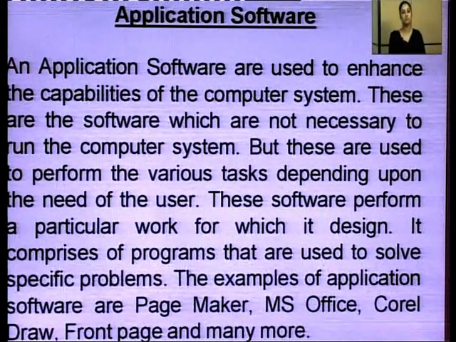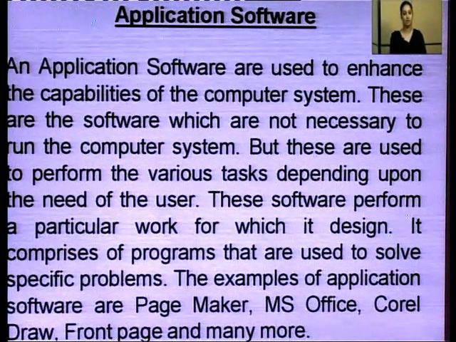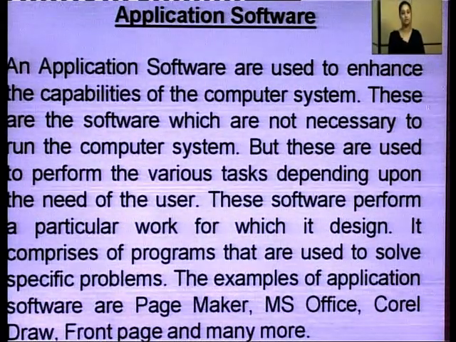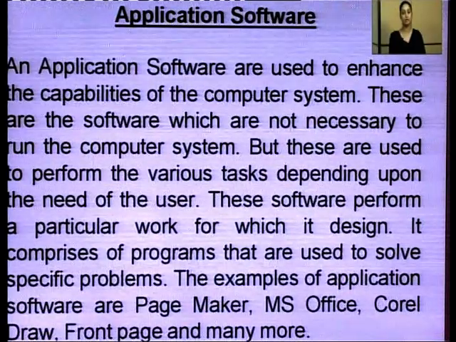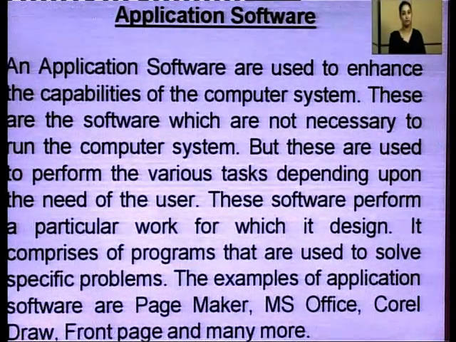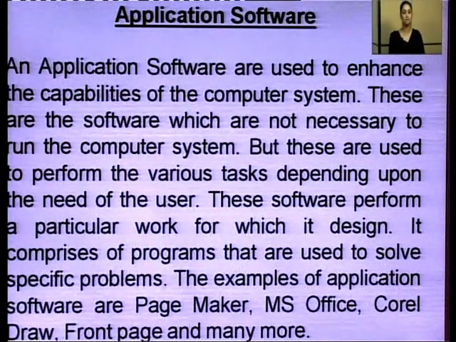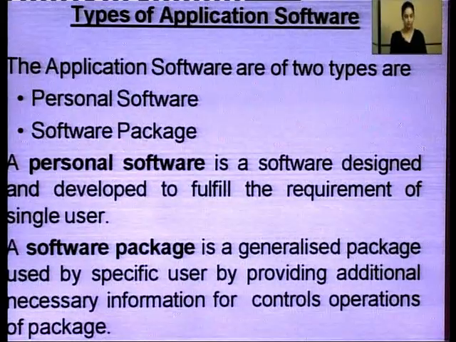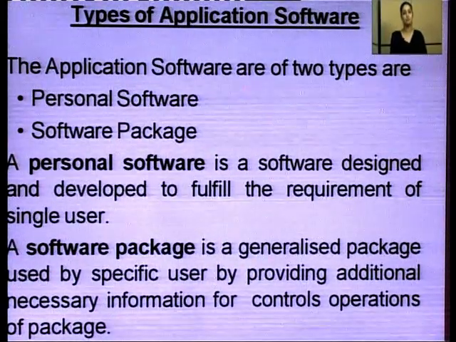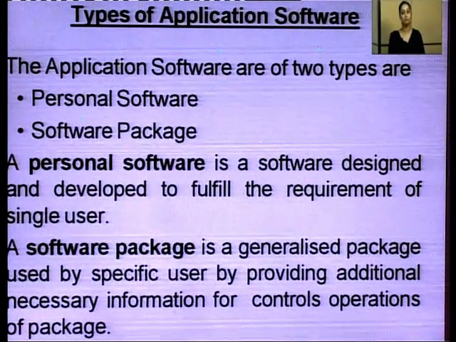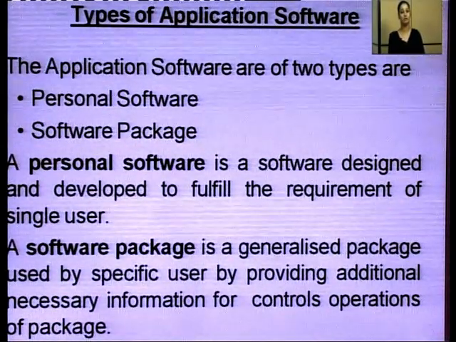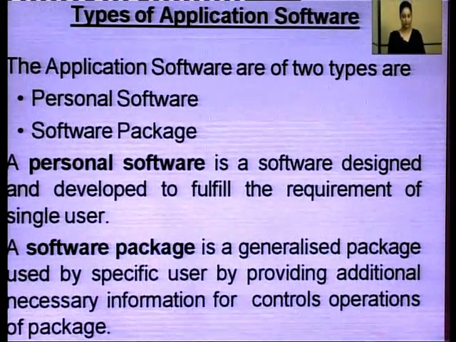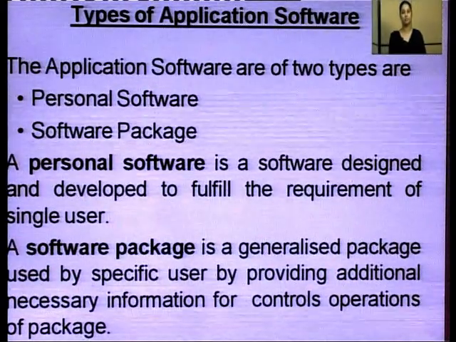The examples of application software are PageMaker, MS Office. MS Office means MS Word, MS PowerPoint, all those things. Corel Draw, Front Page, and many more application software like C language, VB language, Java language are all considered in this application software. Now the application software are of two types: personal software and the software package. The personal software is a software designed and developed to fulfill the requirement of a single user. A single user wants a special task to work. That work can be done by the personal software.